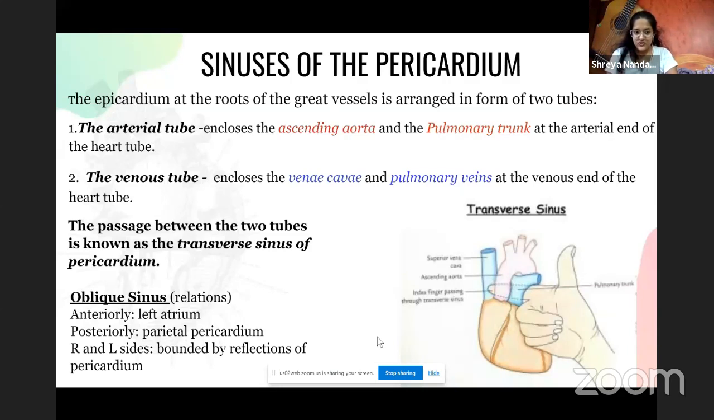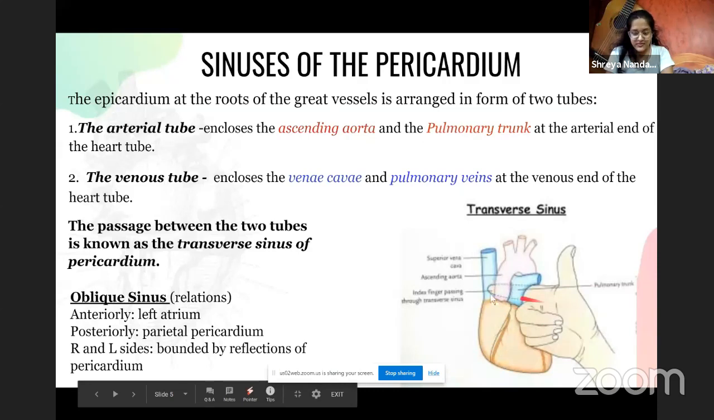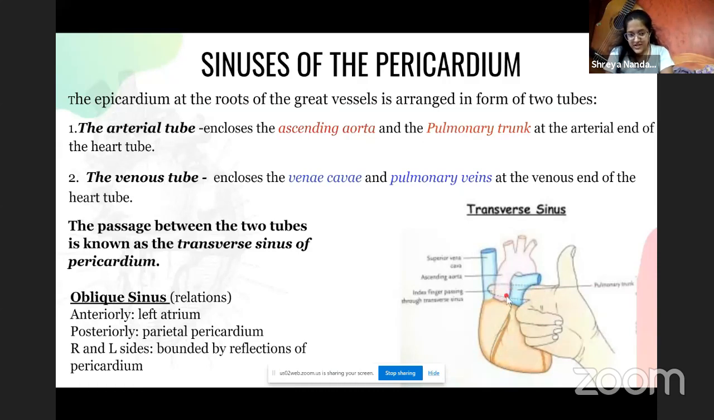Similarly, there's the venous tube. V for venous tube encloses the V for vena cava and the pulmonary veins at the venous end of the heart tube. The passage between these two tubes is known as the transverse sinus of the pericardium. You can see the diagram here that shows a finger passing through the arterial tube and the venous tube. This indicates the transverse sinus.